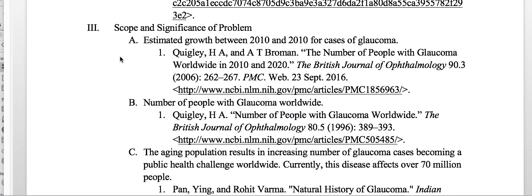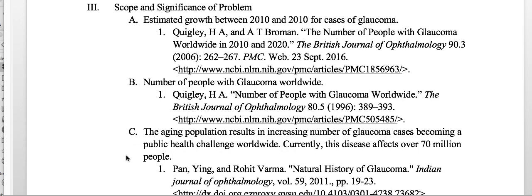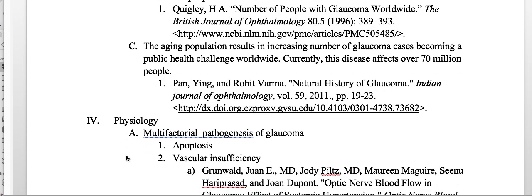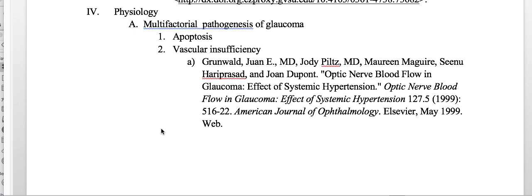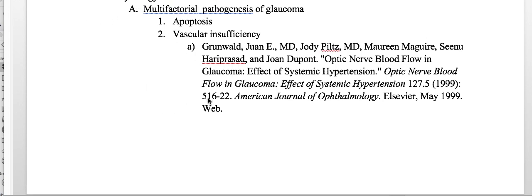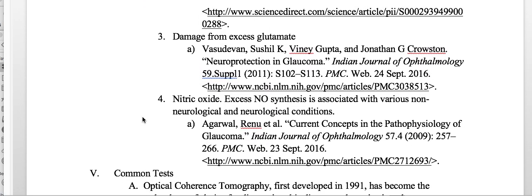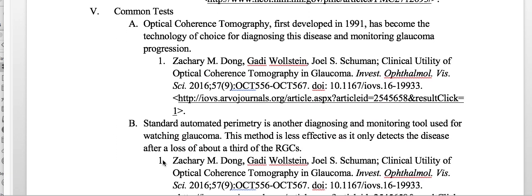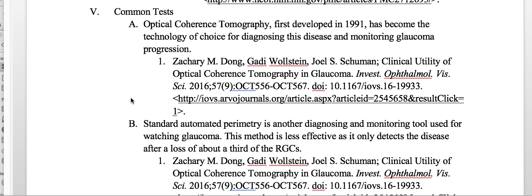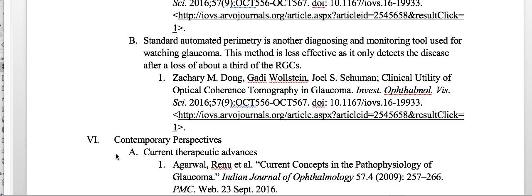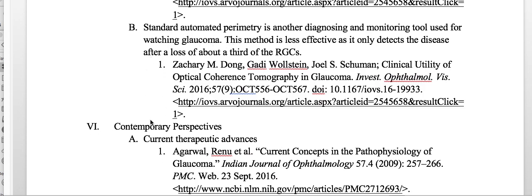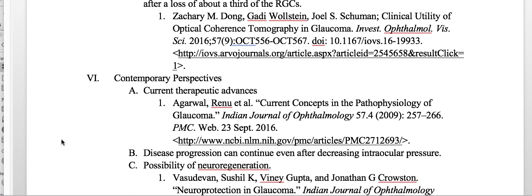So part three, scope and significance of the problem, and then it's broken down into these different topics of estimated growth cases, number of people with it, aging population worldwide. And then part four here, the physiology, multifactorial pathogenesis of glaucoma, apoptosis, vascular insufficiency. So she still needs to find a reference here for apoptosis, but she's got a good one here for the vascular insufficiency. Damage from excess glutamate, nitric oxide, and then common tests that are used to help clarify and define this type of problem, including the OCT method here, and the standard automated perimetry as a diagnostic and monitoring tool.